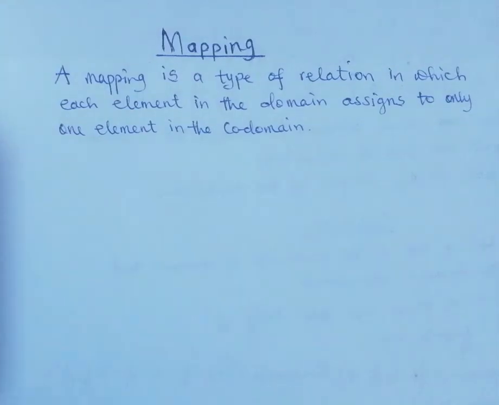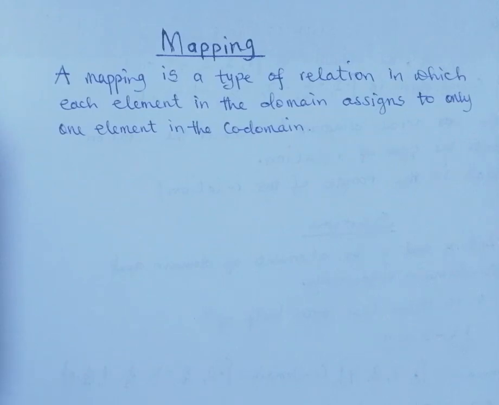All right, we've already discussed relations. I initially said that relation, mapping, and functions are related. Okay, so looking at the definition of mapping, you can say that mapping is also a relation. But you should take note that all mappings are relations, but not all relations are what? Mapping. Based on the definition, it says that a type of relation in which each element in the domain assigns to only one element in the codomain.